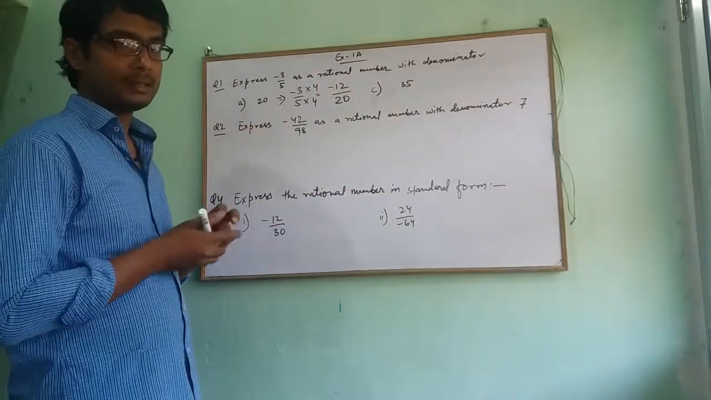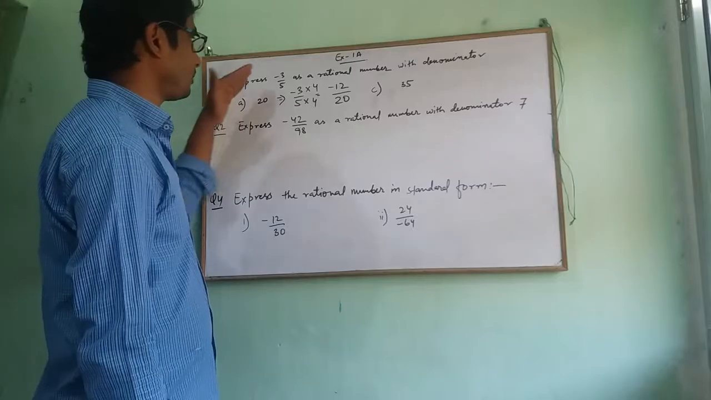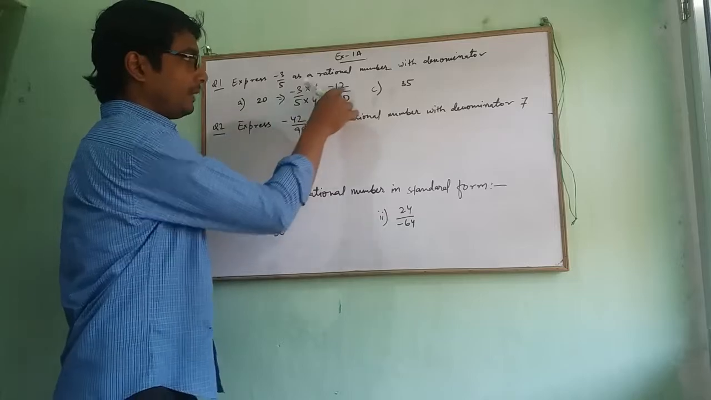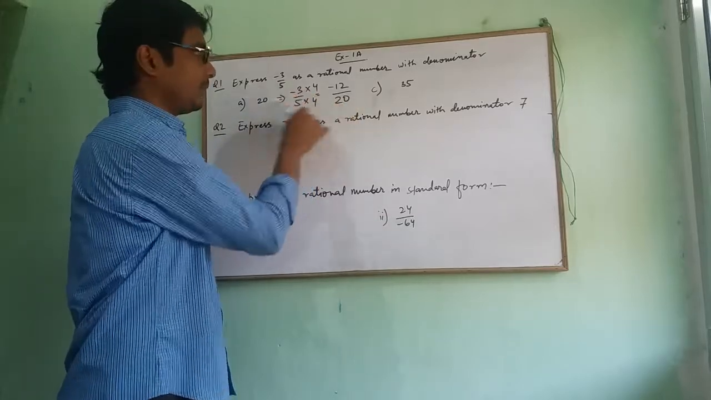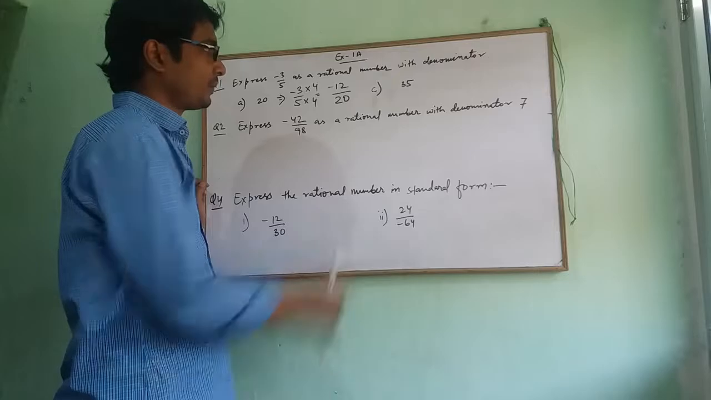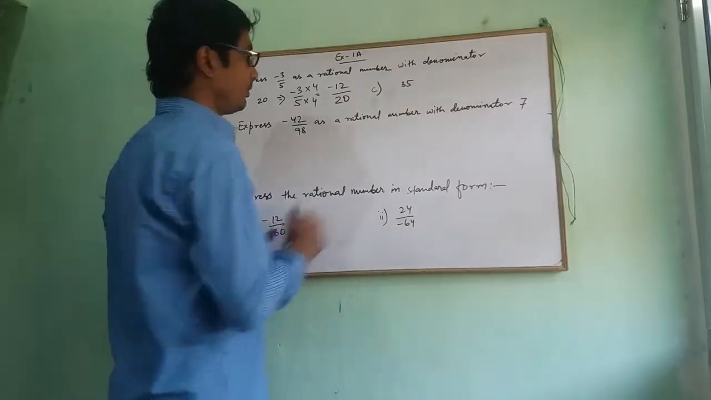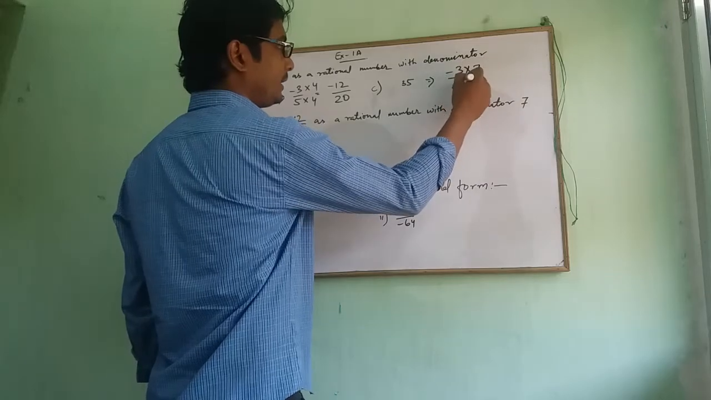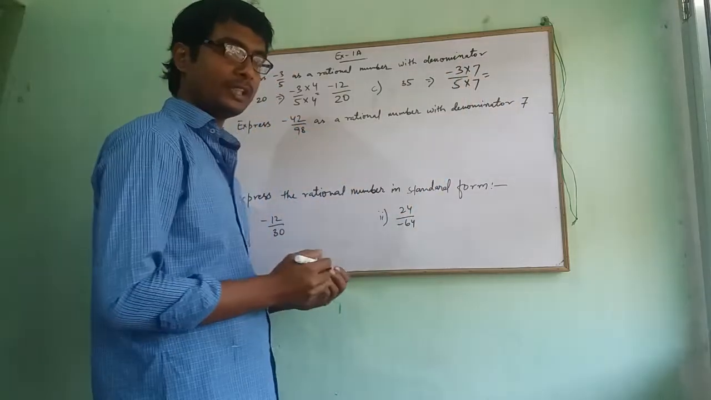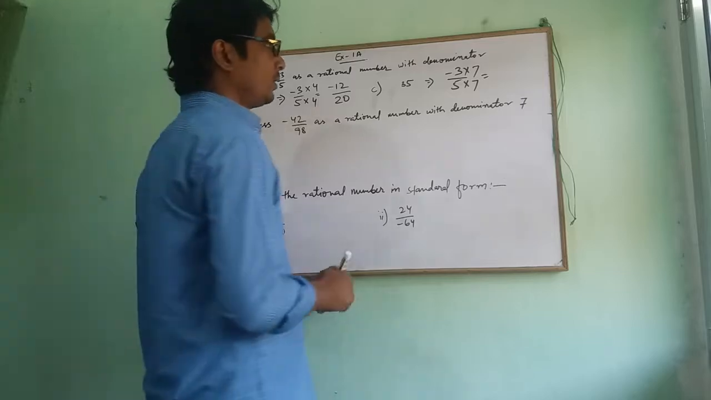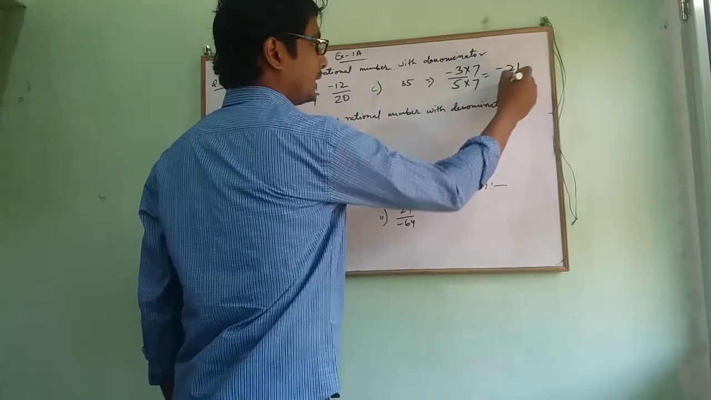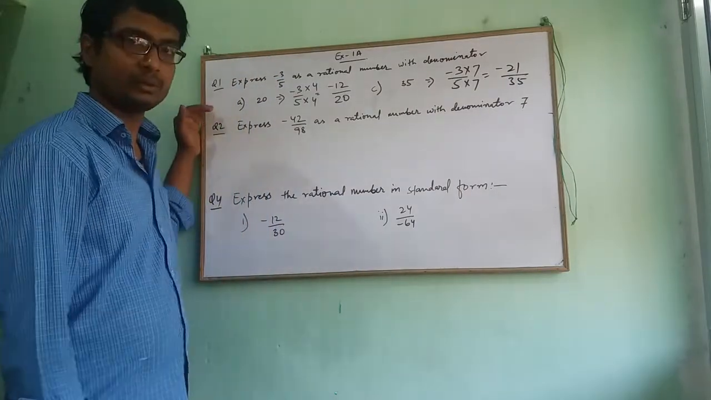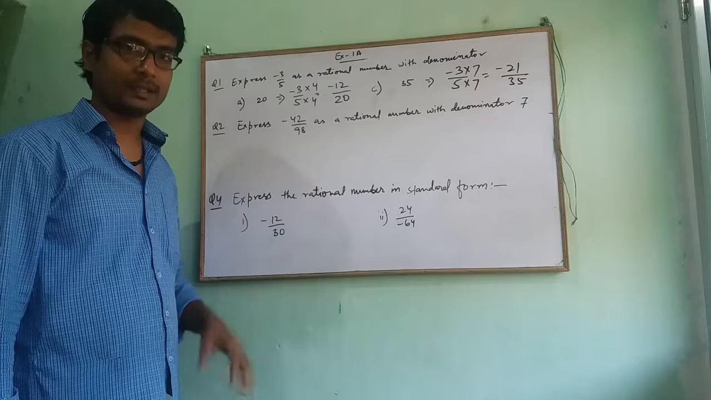Now as I see, my question is telling me to express minus 3 by 5 as a rational number with denominator 20. So I have expressed my rational number minus 3 by 5 as minus 12 by 20. Here it is 35. So what will I multiply? I will multiply minus 3 by 5 by 7, both the numerator as well as the denominator. So it becomes minus 21 by 35. I hope that you have understood the concept. Rest you will solve at your home.